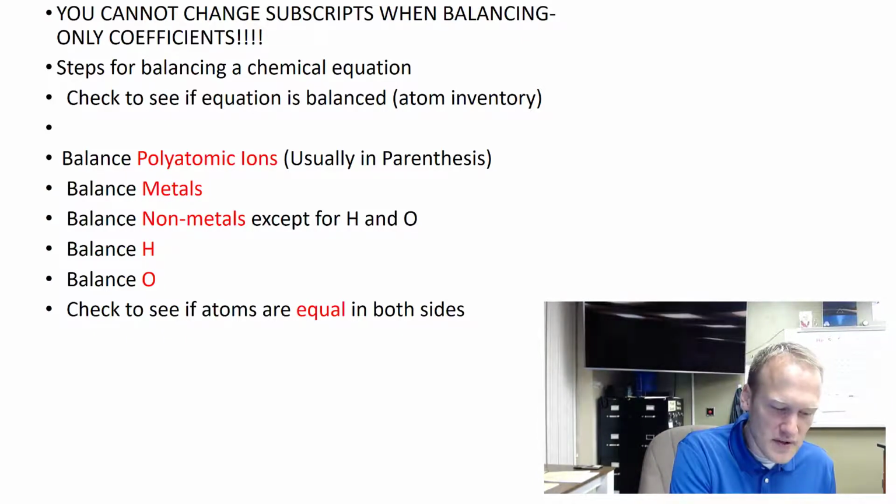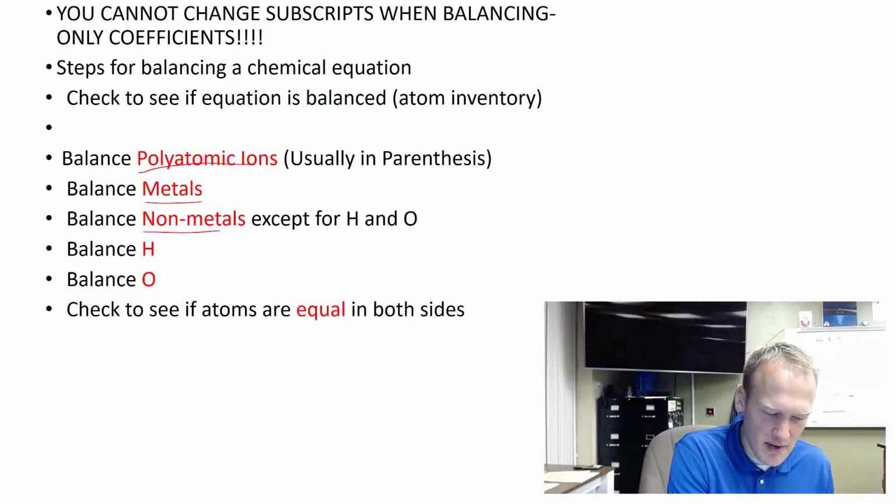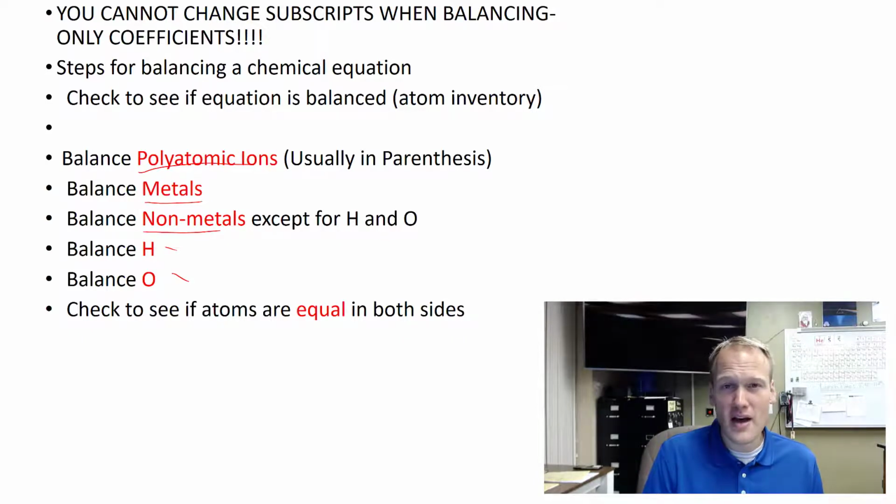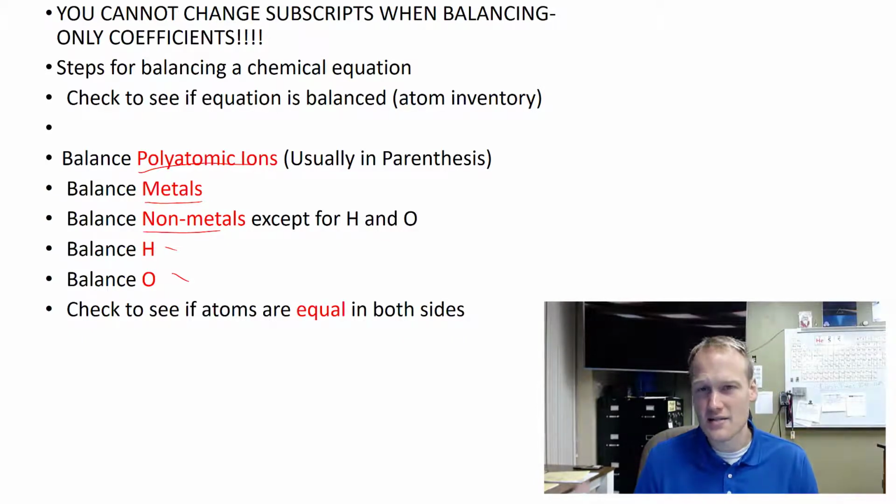So the first thing you're going to do is check to see if it's balanced. Then you're going to balance polyatomic ions, metals, then nonmetals, and we're going to save hydrogen and oxygen for the end. Typically speaking, if you balance those other 3 things first, polyatomic ions, metals, and nonmetals, the hydrogen and oxygen tend to kind of work themselves out. And then after we think we have it balanced, we should do another atom check to make sure we have the same number of atoms on both sides.